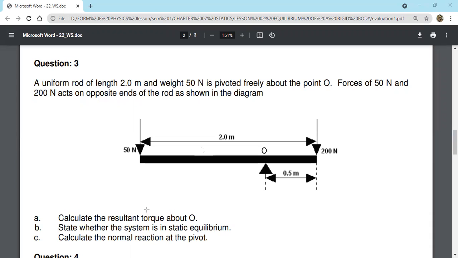Part B, state whether the system is in static equilibrium. Static equilibrium, that means not moving. Static means 0 ms-1 and equilibrium means balance. Then calculate the normal reaction at the pivot. What is the normal reaction? Let's move through the words file.